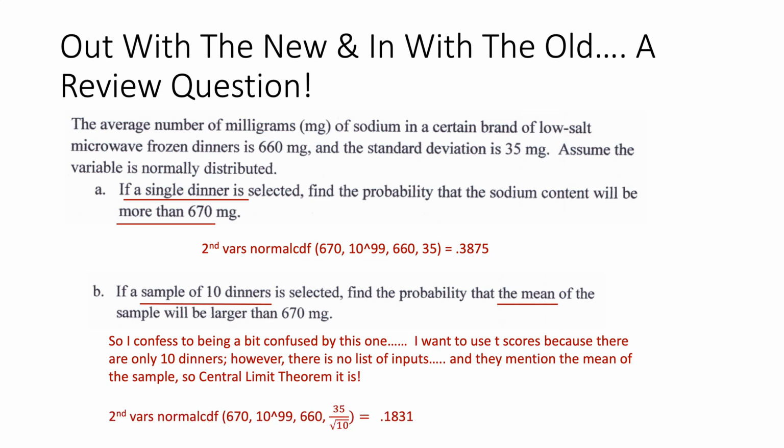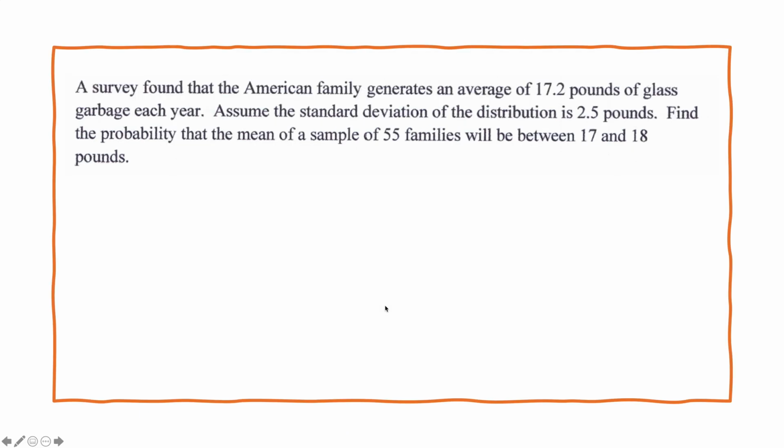Second VARS, normal CDF, 670 is the low, 10 to the 99th is the maximum. That's what we always put in there. 660 is the mean, and then 35 divided by the square root of 10, and I get 0.1831. Okay, so again, I thought it was a little confusing because they said only 10 dinners. Usually you would go with a t-test with such a small sample size, but the fact that they're talking about means here, I think they want to go central limit theorem. Last question.